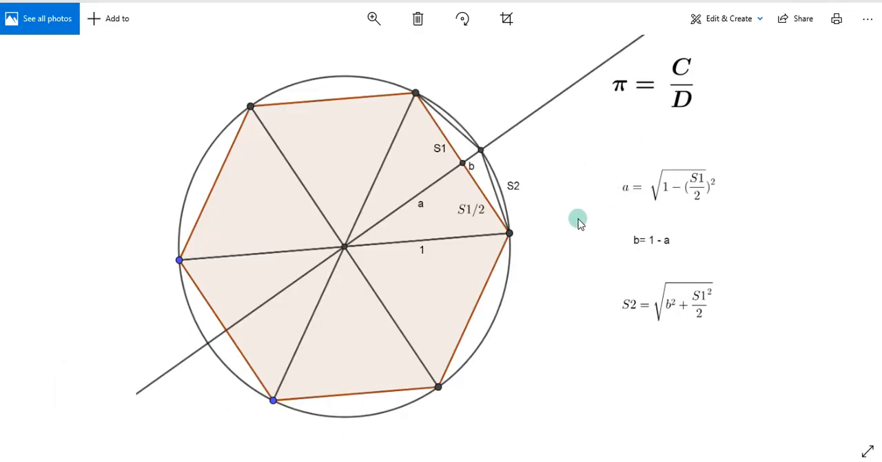Here you can see the very first regular polygon, which has 6 sides: 1, 2, 3, 4, 5, 6. This is a 6-sided regular polygon, and here we have to note some things.